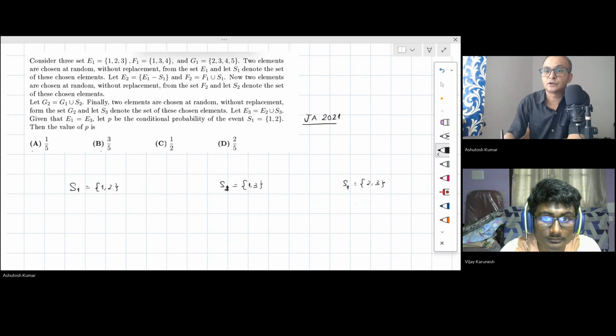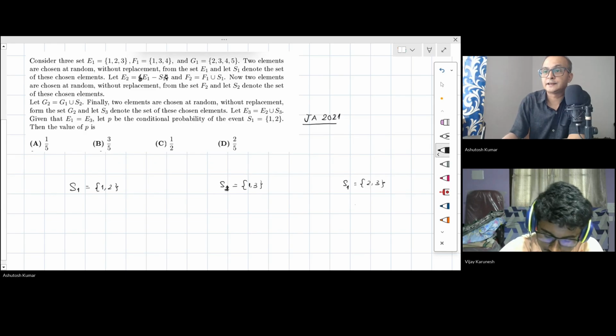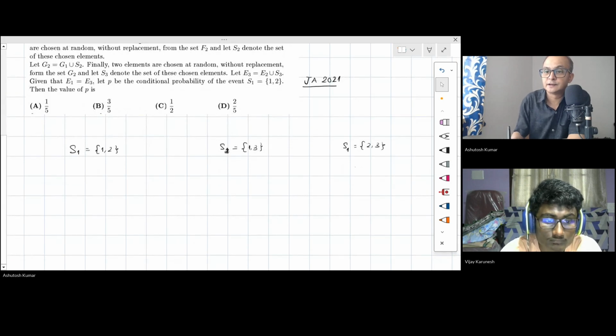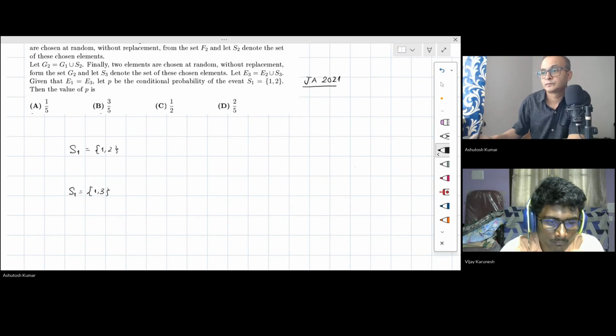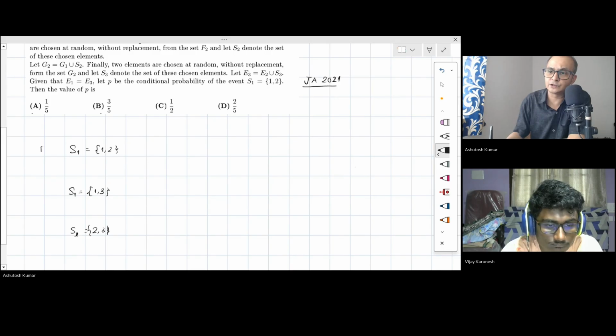Okay, good. By the way, this is not a set here; it will be like this. E2 can be... you also notice one thing. Let me write S1 row-wise so that it will be easy to calculate. S1 is 1, 2, then 1, 3, and then again 2, 3. So this is the first scenario, this is the second one, and this is the third one.